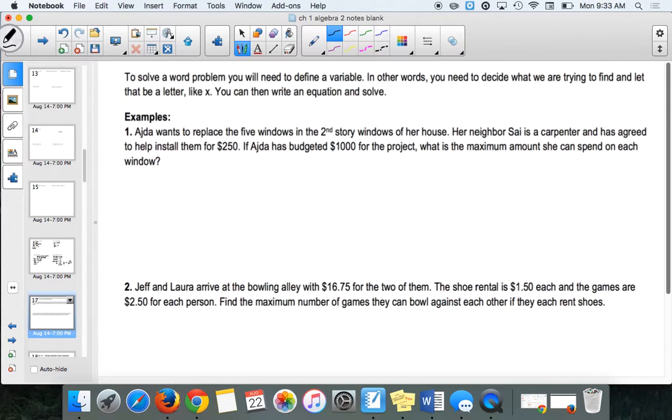So this says, Asha wants to replace the 5 windows in her second-story window of her house. Her neighbor, Sai, is a carpenter and has agreed to help install them for $250. So if Asha has budgeted $1,000 total for the project, what is the maximum amount she can spend on each window? Okay, so we're trying to find the maximum amount she can spend on each window. So let's make that our x. We should always do a let statement. So we're going to say let x equal the max amount for each window.